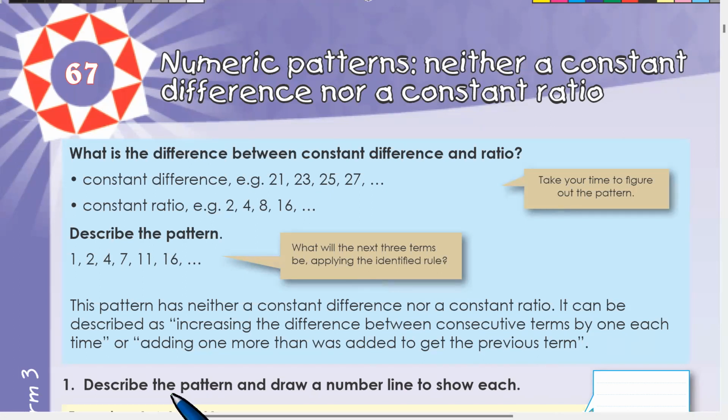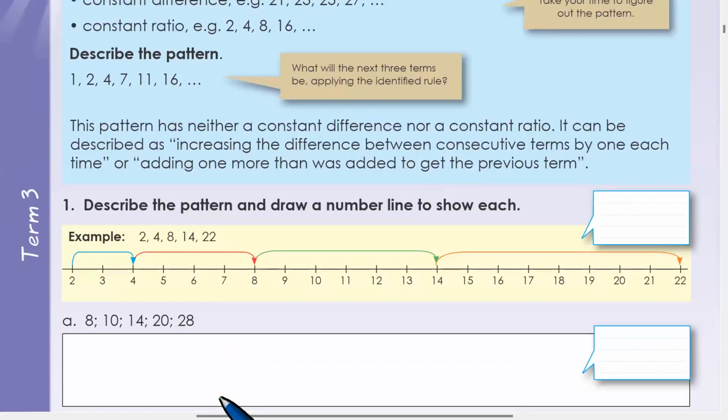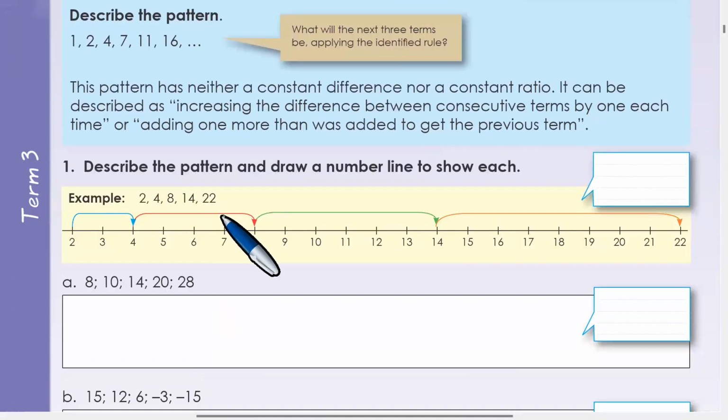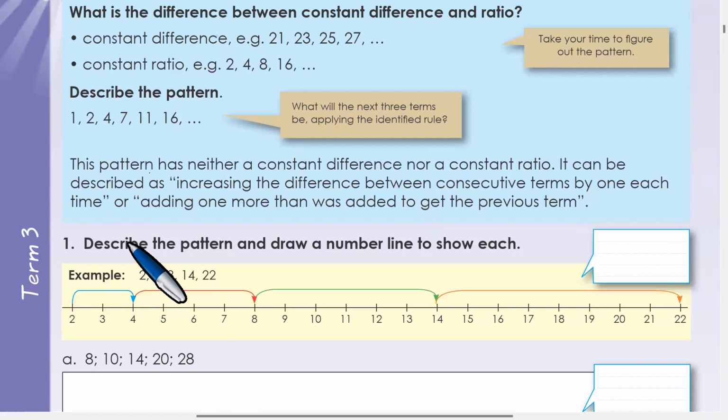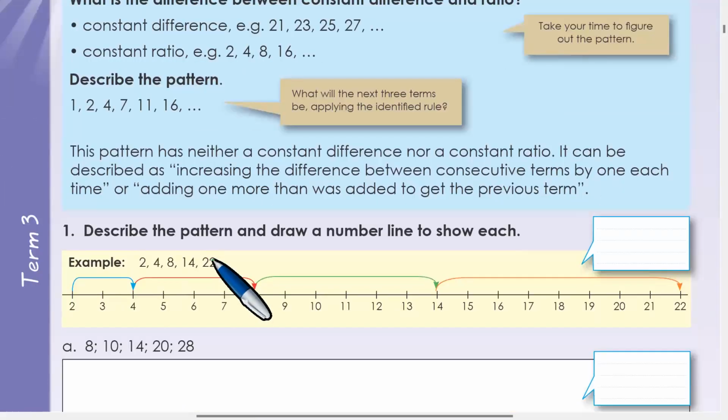Describe the pattern and draw a number line to show each. Okay, for instance, if you look at this one, this pattern has neither a constant difference nor a constant ratio. It can be described as increasing the difference between consecutive terms by 1 each time, or adding 1 more than was added to get the previous term. Let's look at the kinds of patterns that are different, that do not have a constant difference or a constant ratio, like this one.